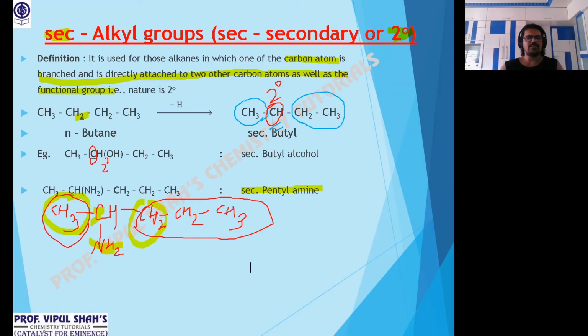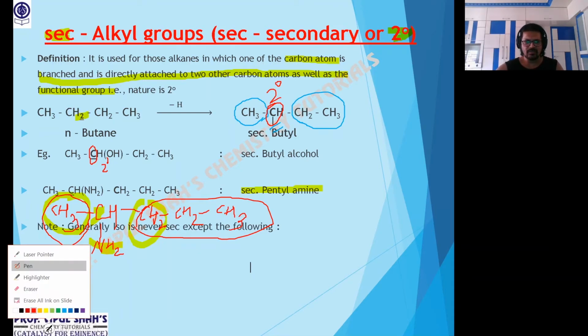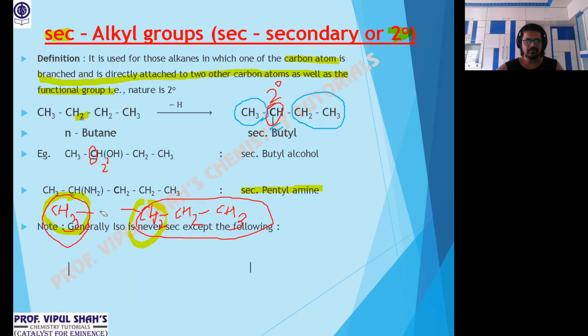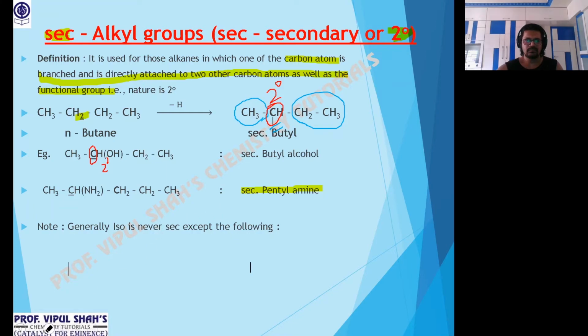There are certain places where iso can be sec. Normally iso and sec are two different identities, but at a few places only, iso can be sec. Let's see, that's the next part. I'm just erasing the structure so that understanding is a little better. Okay. It says generally iso is never sec. That's what we also discussed, except the following. There are exceptions.